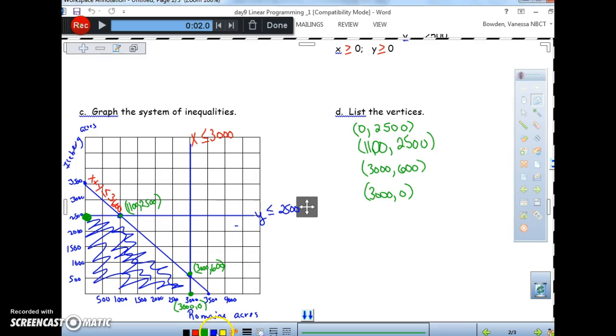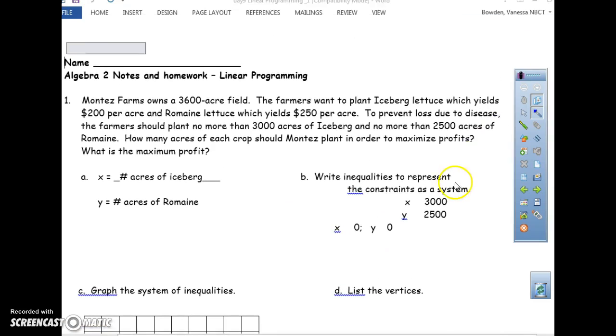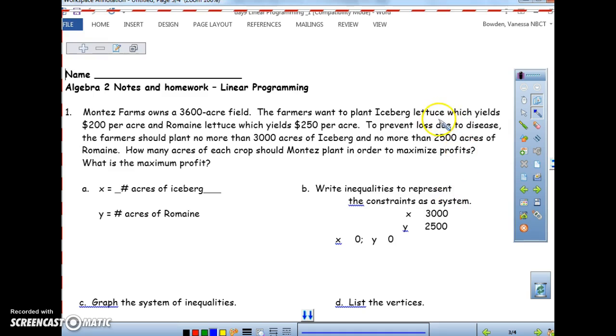So the next step here in letter E is we're going to put each one of these into our profit equation. And if we go back to the words, it says that farmers want to plant iceberg lettuce, which will yield $200 an acre, and romaine lettuce will yield $250 an acre. So that's going to be our profit equation. Let me scroll that down.